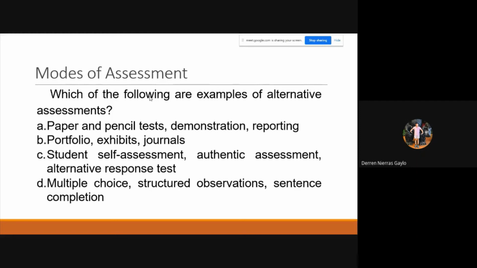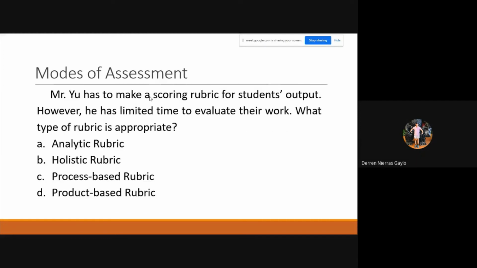Mr. Yu has to make a scoring rubric for students' output. However, he has limited time to evaluate their work. What type of rubric is appropriate? If you have limited time, you just have to score one. So it's more on the holistic rubric, because you have limited time. Take note, if it's limited time and you just have the general one, that's holistic rubric.